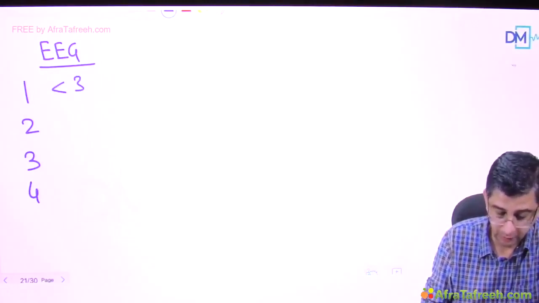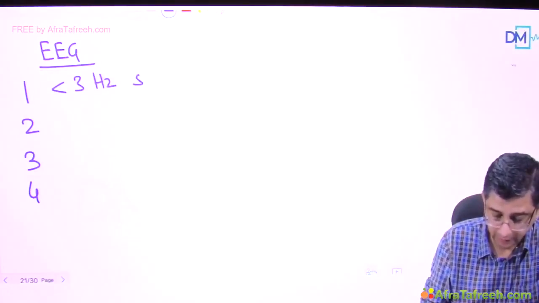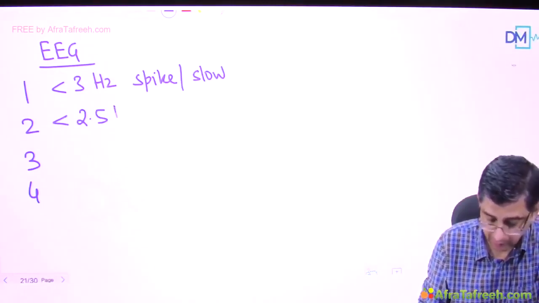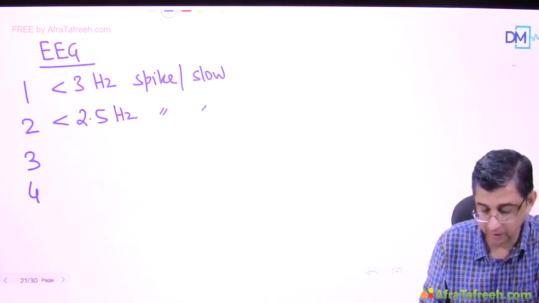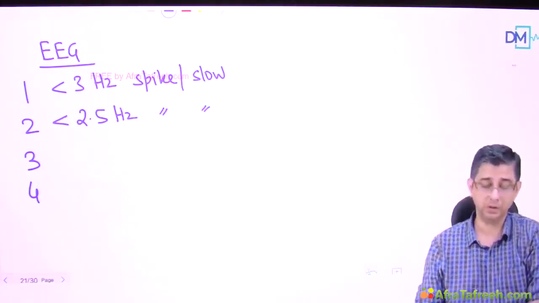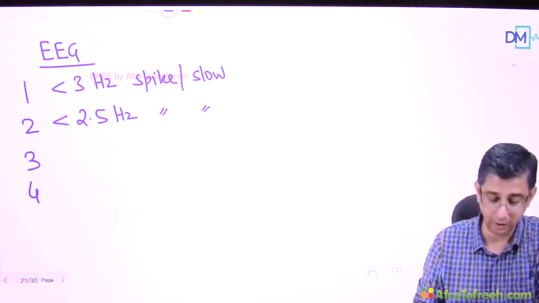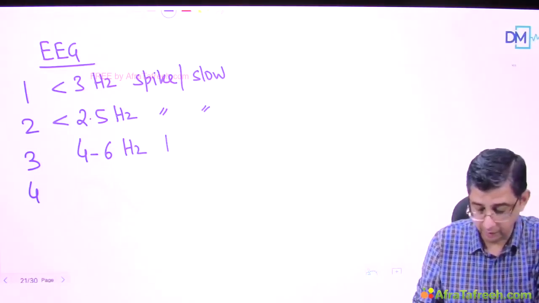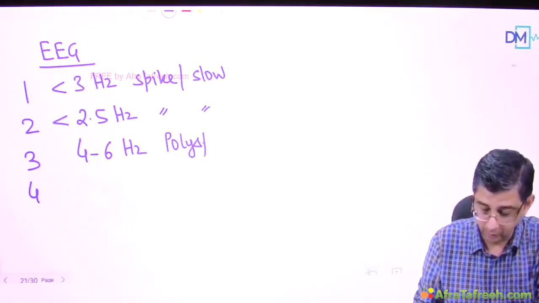If he says less than 3 Hz spike and slow wave, that's the easiest one for anybody: absence seizure. But if he says less than 2.5 Hz spike and slow wave pattern, then it means that the patient is having an atypical absence seizure, which is associated with Lennox-Gastaut syndrome. If it is 4 to 6 Hz polyspike pattern, then it is juvenile myoclonic epilepsy.